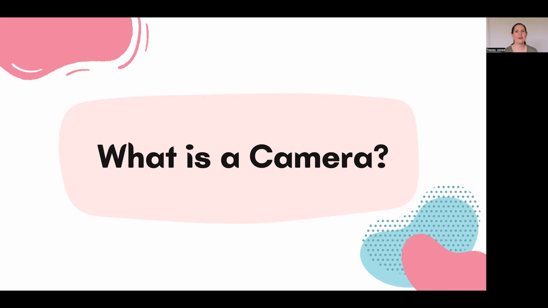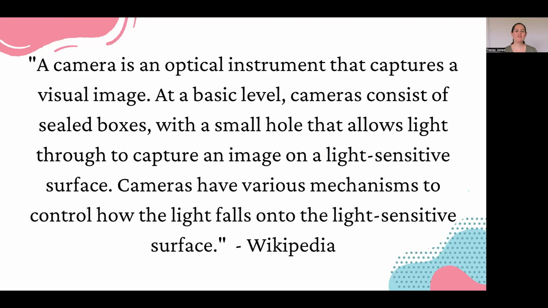So first, what is a camera? A camera is an optical instrument that captures a visual image. A basic level camera consists of a sealed box with a small hole which allows the light through to capture an image on a light sensitive surface. Cameras have various mechanisms to control how the light falls onto that light sensitive surface, which is what we are going to be covering in this course.